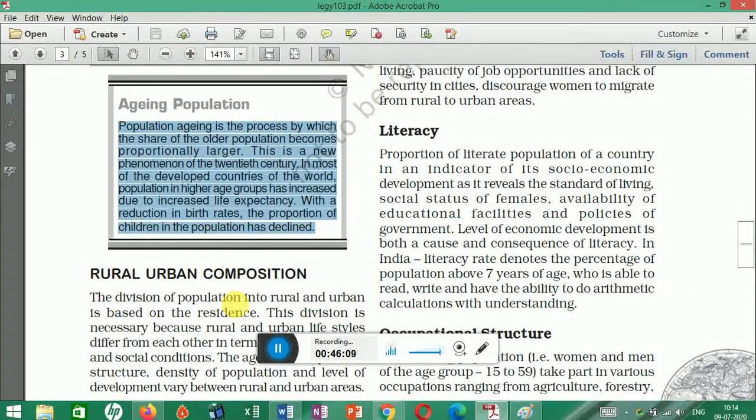Population aging is the process by which the share of older population becomes proportionally larger. Okay, the proportion of the older population is very big. So there is a new phenomenon. This is a new phenomenon of the 20th century. In most of the developed countries of the world, population in higher age group has increased due to increased life expectancy. Okay, so the population in this old age group is higher because of the higher life expectancy, higher lifespan, very much higher longevity, and that is why.